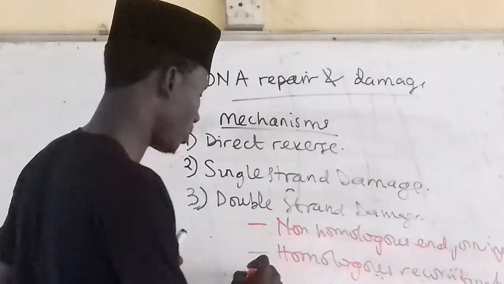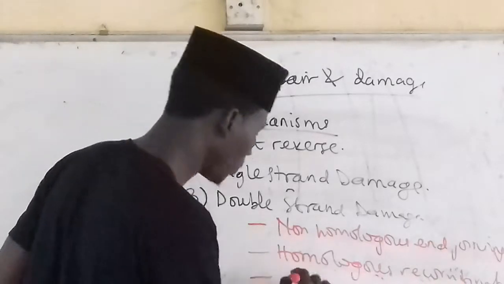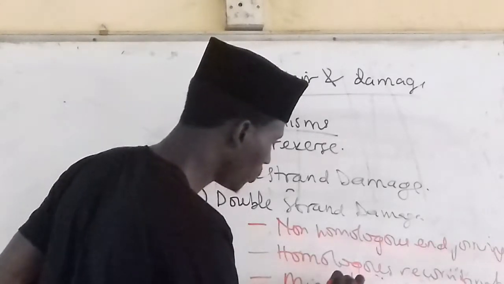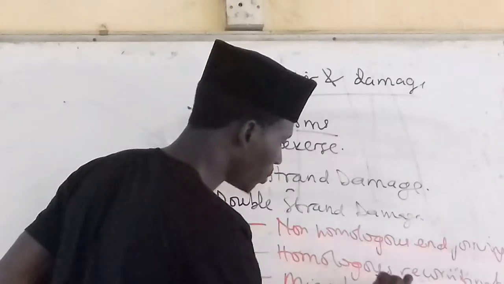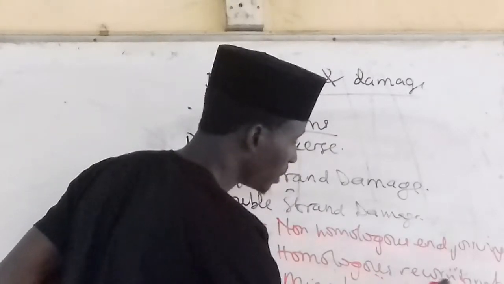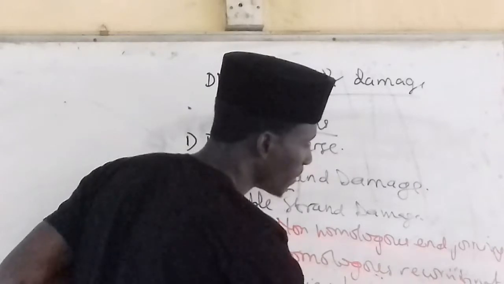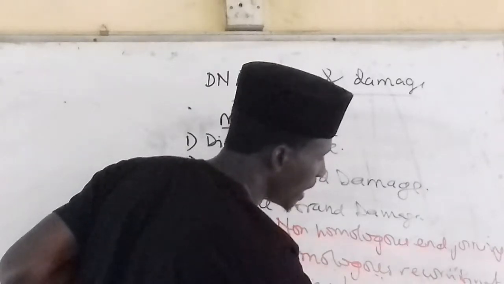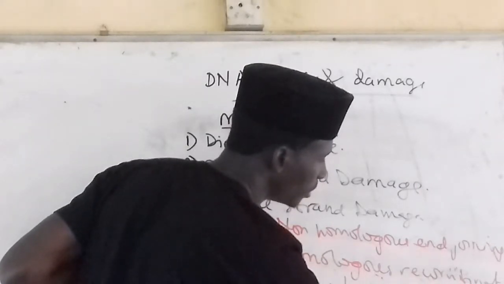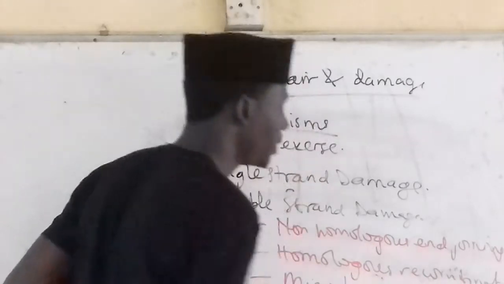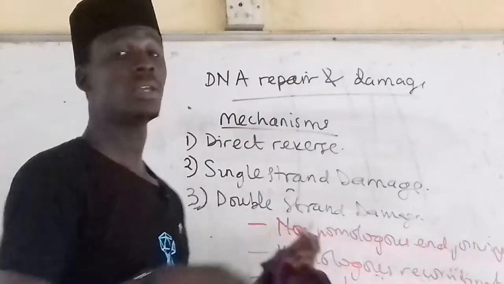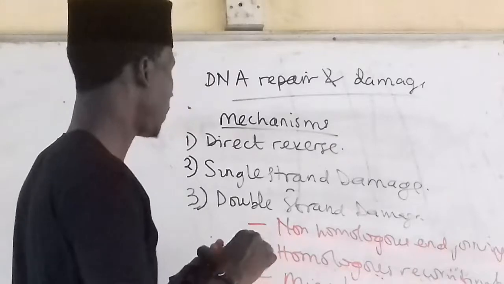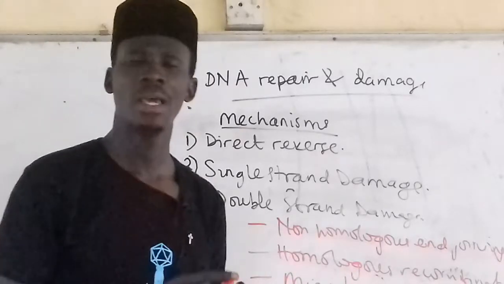Then the next one is quite new. It's rare in most textbooks. Microhomology mediated end joining. I'm going to explain this later. So I think this is it for DNA repair and damage.